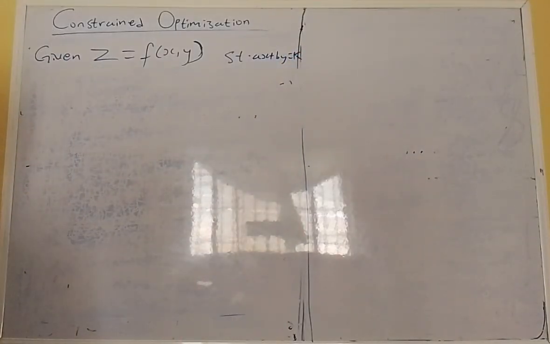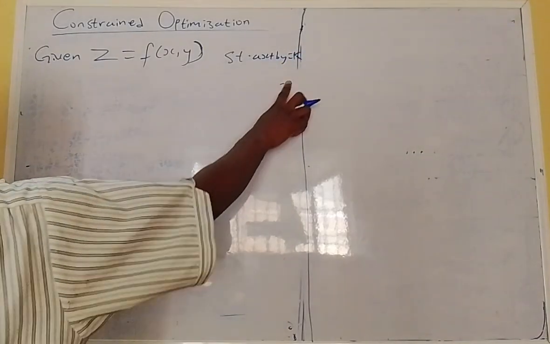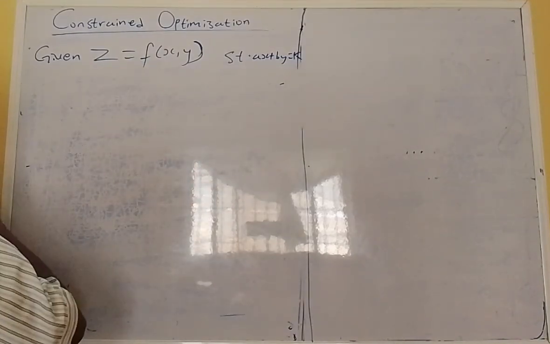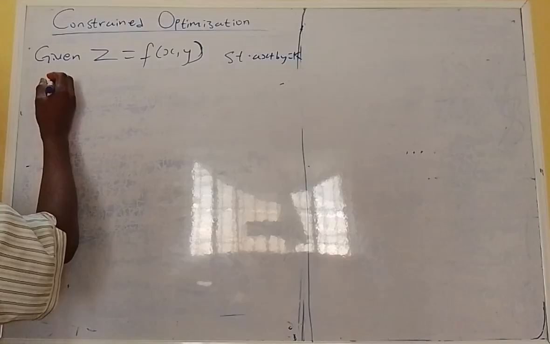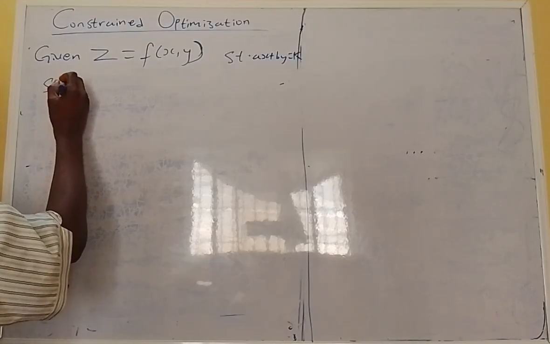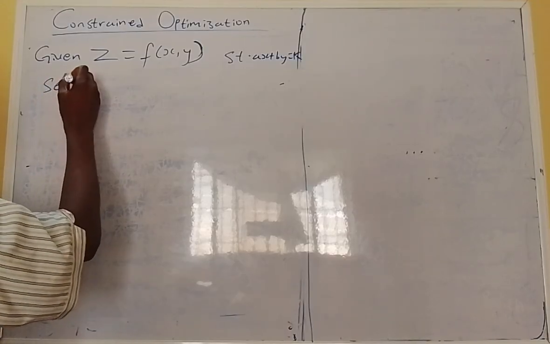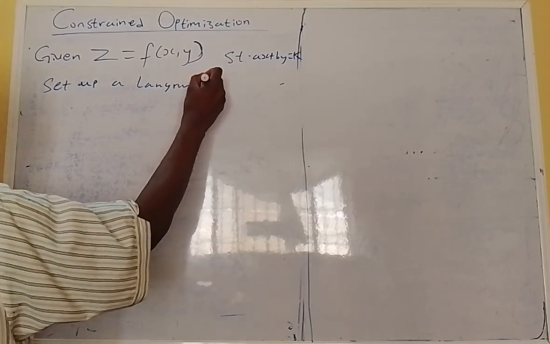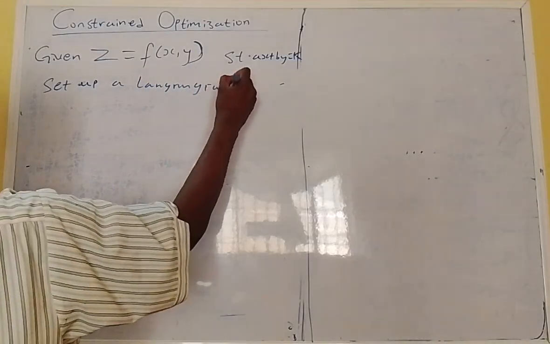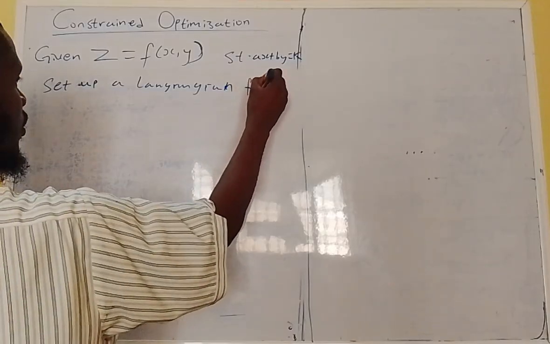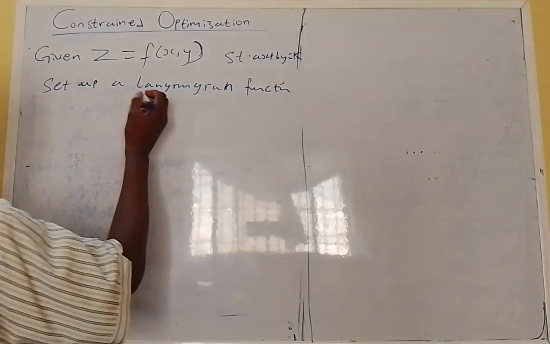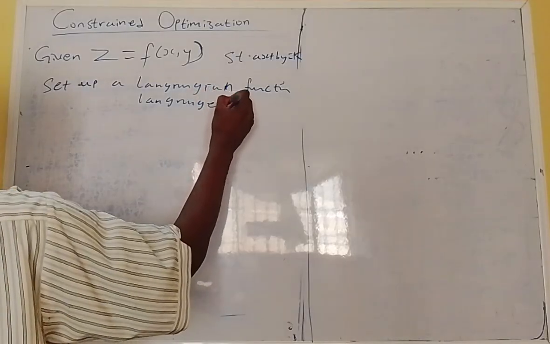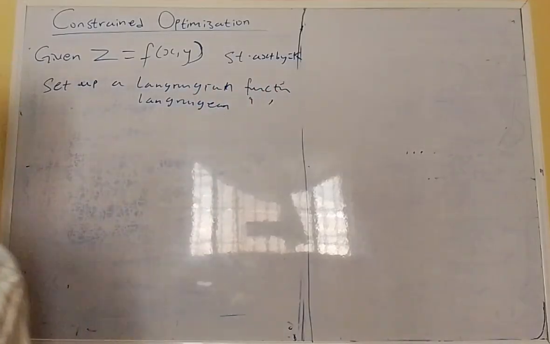So what we are going to do, to optimize this function, is to set up what we call a Lagrangian function. That is, we have to set up a Lagrangian function. So it can also be written as this Lagrangian function, as the case may be.